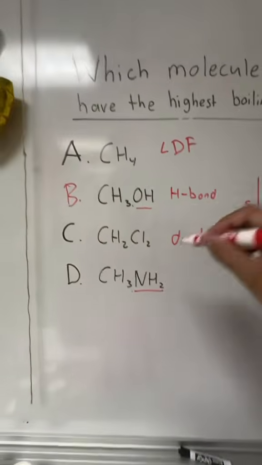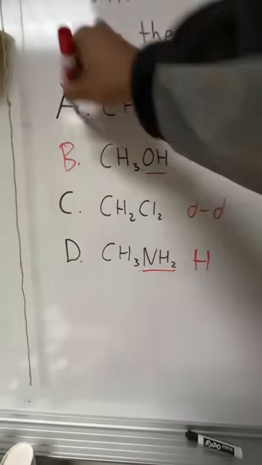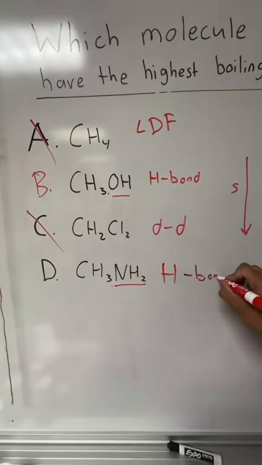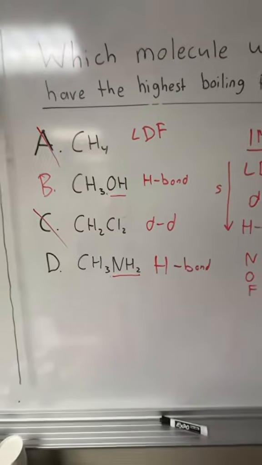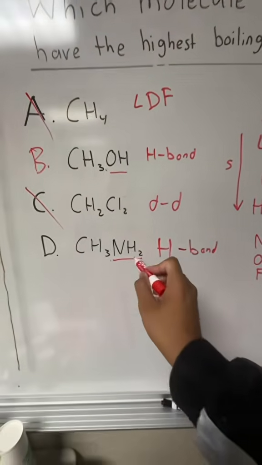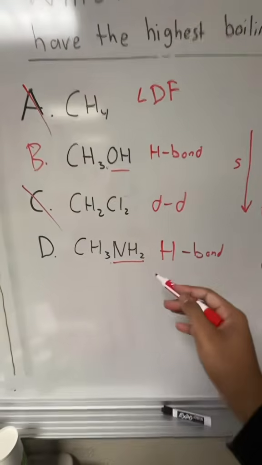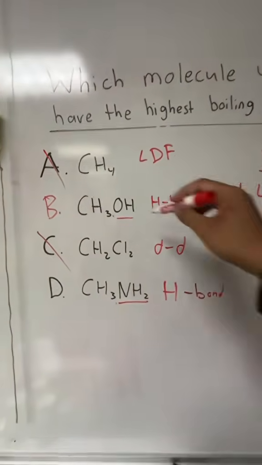So we know for a fact that A and C are not going to be our answers. Now between B and D, which one do we choose? Because they're both H bonds. Well, some people say that we choose D because there's two hydrogens bonded to N, so there's two H bonds and B only has one. However, the correct answer is B.